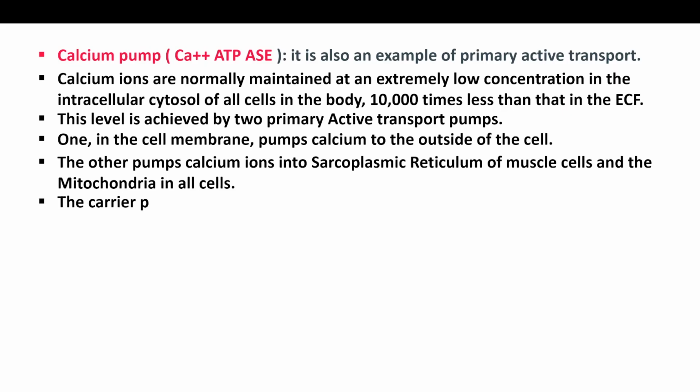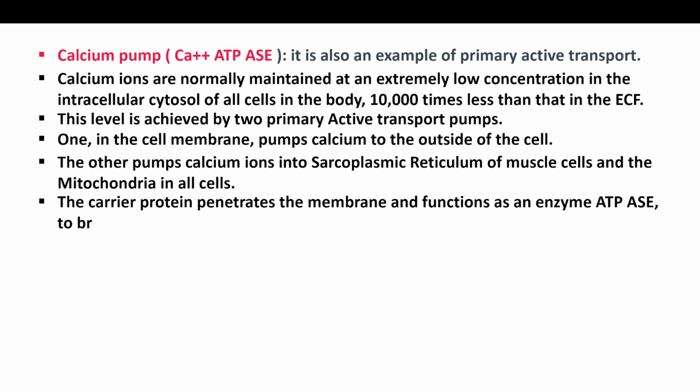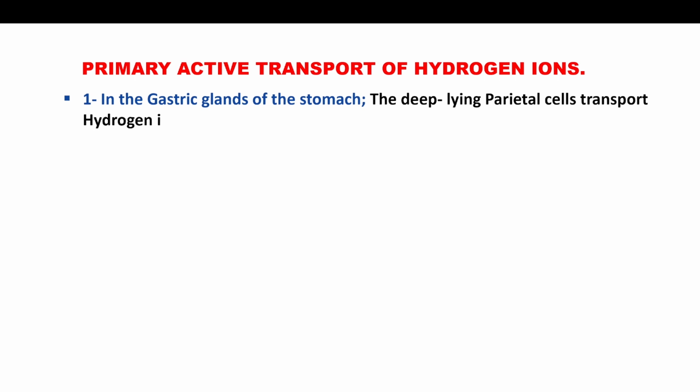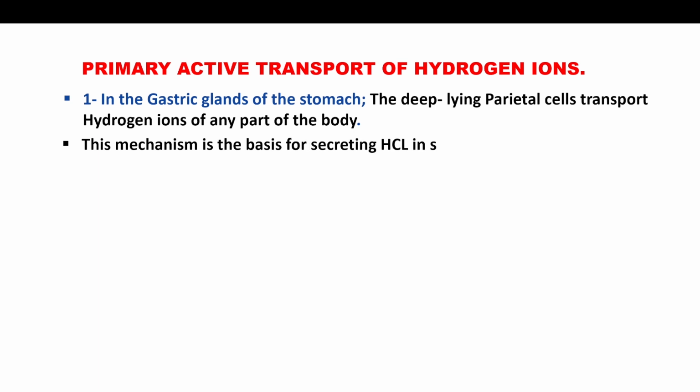The carrier protein penetrates the membrane and functions as an enzyme, ATPase, to break down ATP. Primary active transport of hydrogen ions. 1. In the gastric glands of the stomach, the deep-lying parietal cells transport hydrogen ions more than any other part of the body. This mechanism is the basis for secreting HCl in stomach digestive secretions.